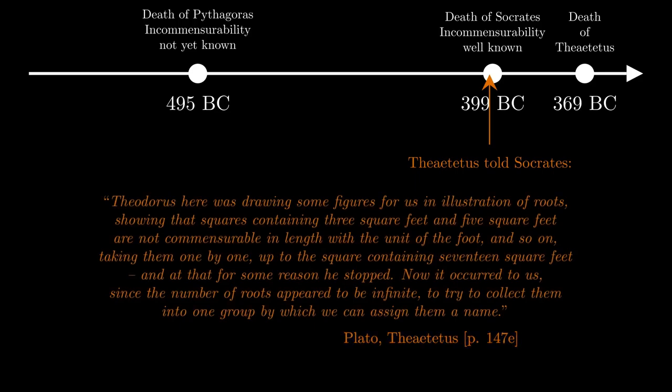The dialogue records Theaetetus as having said to Socrates, "Theodorus here was drawing some figures for us in illustration of roots, showing that squares containing 3 square feet and 5 square feet are not commensurable in length with the unit of the foot, and so on, taking them one by one up to the square containing 17 square feet. And at that, for some reason, he stopped. Now, it occurred to us, since the number of roots appeared to be infinite, to try to collect them into one group by which we can assign them a name."